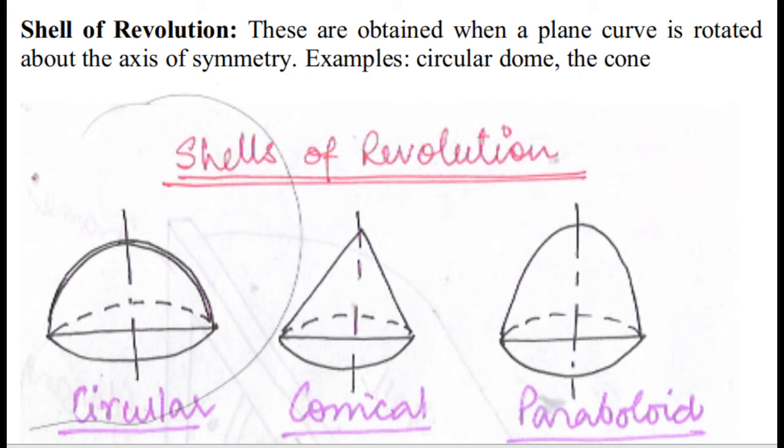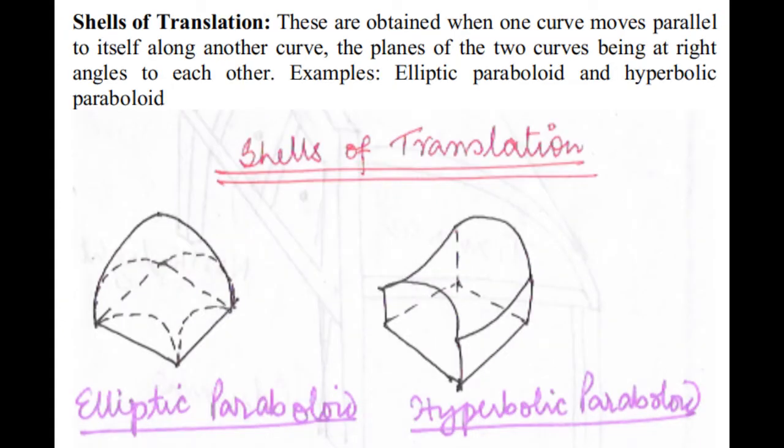Next is the shells of translation. These are obtained when one curve moves parallel to itself along another curve. In this process, the planes of the two curves are at a right angle, 90 degrees, to each other. If you see their movement, you can see over here that one curve is parallel to the other curve. The examples are elliptical paraboloid and hyperbolic paraboloid. So these are the shells of translation.